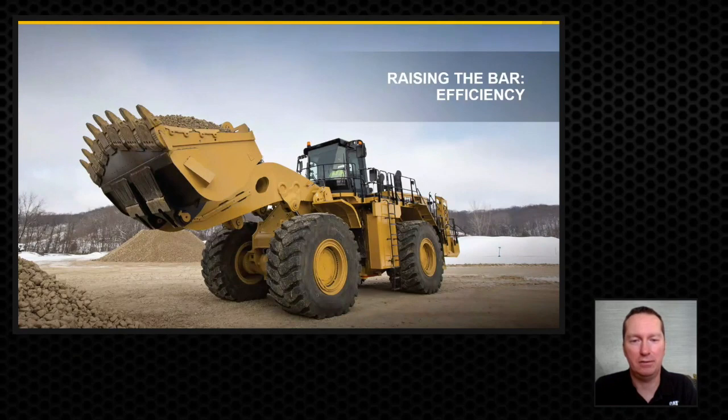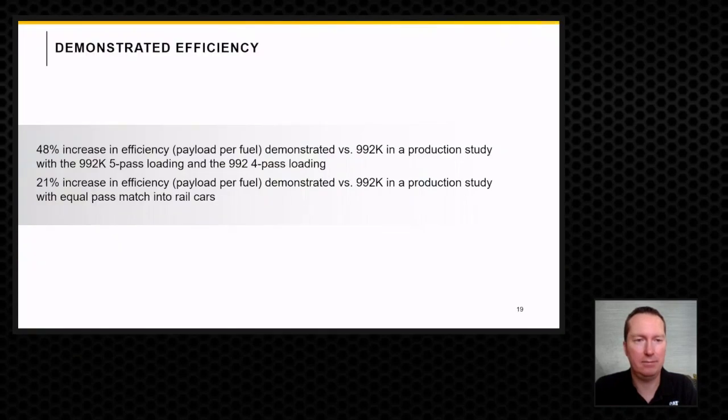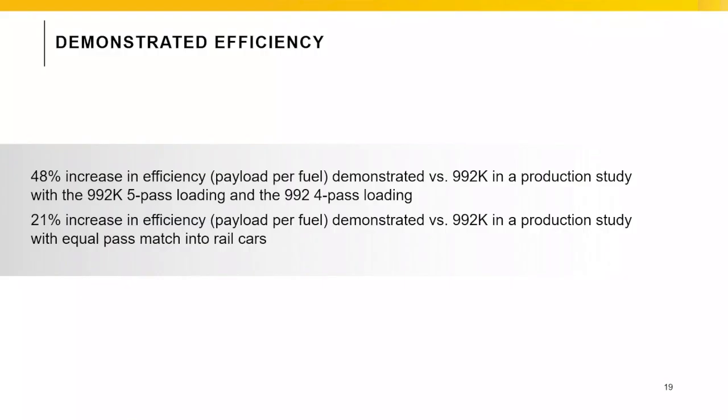Moving on to efficiency. So first of all, starting with what we've demonstrated on efficiency, the numbers are really, really impressive here. We've seen a 48% increase in efficiency measured in payload per fuel, so tons per hour, for example, demonstrated versus the 992K in a production study. That was with the 992K 5-pass loading and the 992 4-pass loading.